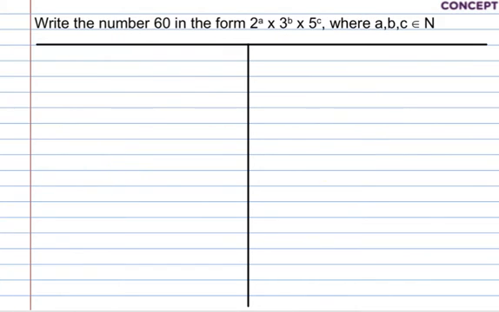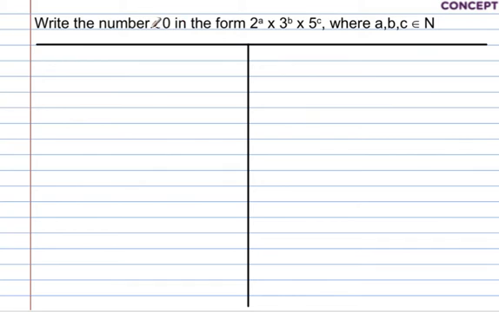Okay, so the last one I'd like you to look at is this one here. It says write the number 60 in the form, this just means in the shape, 2 to the power of a multiplied by 3 to the power of b multiplied by 5 to the power of c, where a, b and c are elements of the set N. Now the set N is the set of natural numbers. These are just your counting numbers, 1, 2, 3, 4, 5, and so on to infinity. So a, b, and c are going to be counting numbers.